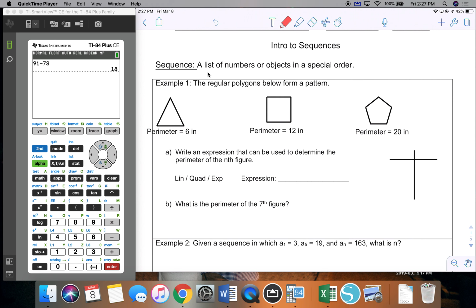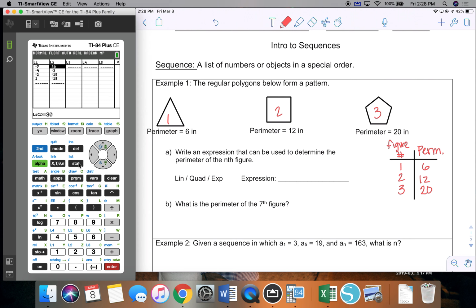In example 1, we have regular polygons below that form a pattern. They give us the three different polygons and the perimeters of each. Part A asks us to write an expression that can be used to determine the perimeter of the nth figure. So we're going to make a chart. That's the figure number: figures 1, 2, and 3, the first figure, second figure, third figure. And then compare it to the perimeters. The perimeters of each are 6, 12, and 20 respectively.